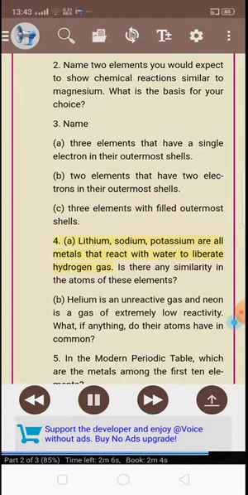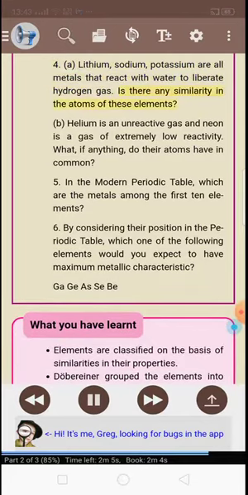4. A. Lithium, sodium, potassium are all metals that react with water to liberate hydrogen gas. Is there any similarity in the atoms of these elements? B. Helium is an unreactive gas and neon is a gas of extremely low reactivity. What, if anything, do their atoms have in common?